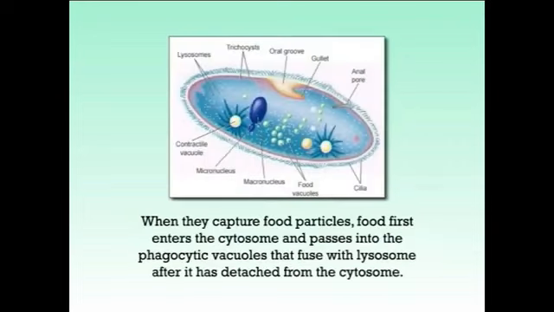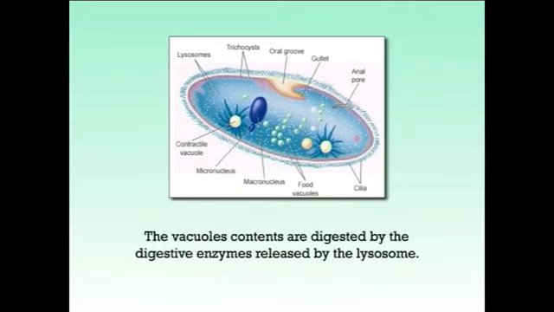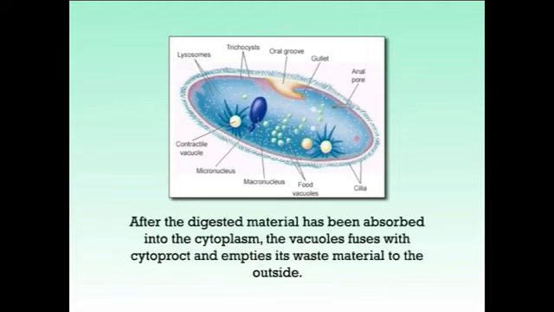When they capture food particles, food first enters the cytosome and passes into the phagocytic vacuoles. Further, it is fused with the lysosome, after it has been detached from the cytosome. The vacuole's contents are digested further by the digestive enzymes released by the lysosome. After the digested material has been absorbed into the cytoplasm, the vacuole fuses with the cytoproct and empties its waste material to the outside. In this way, the process completes.